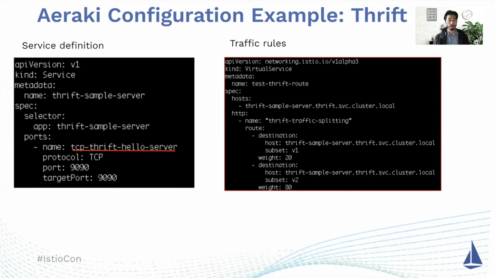You need to prefix the port name with tcp-thrift. Istio will create a TCP proxy for this service in the output Envoy configuration, and Eraki is going to replace the TCP proxy with our Thrift proxy. For the traffic splitting use case we mentioned before, we can use a virtual service CRD to send the request to the two subsets with the configured weight.